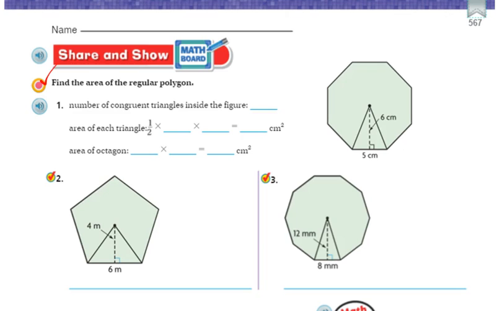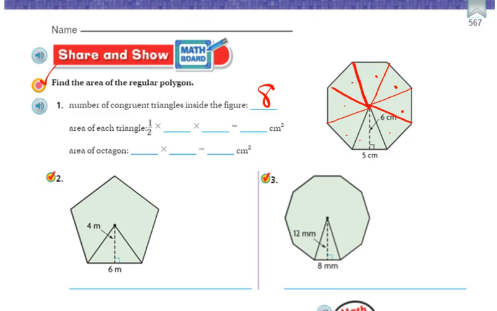Find the area, number of congruent triangles inside the figure. Well, I'm hoping you would have drawn your triangles, and then you would have said, okay, how many do I have? 1, 2, 3, 4, 5, 6, 7, 8. So I have an 8-sided figure, octagon. Therefore, I have 8 congruent triangles.